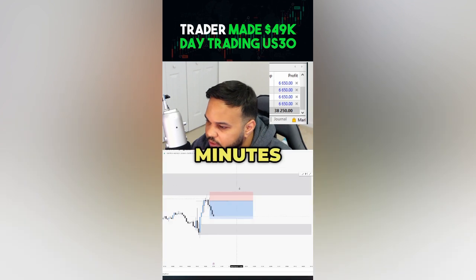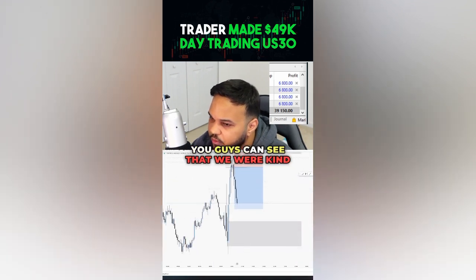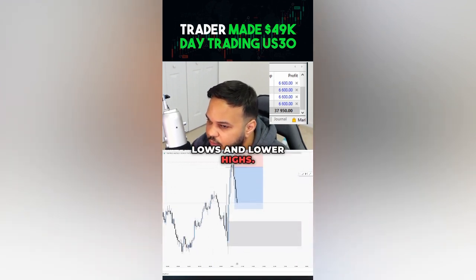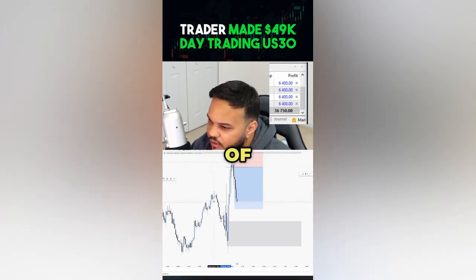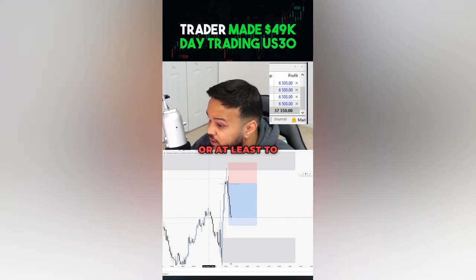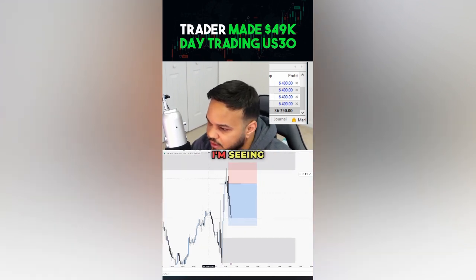So I dropped to the 5 minutes here. And at the opening, you guys can see that we were kind of bearish here, creating lower lows and lower highs. Break here. We have another break here. So we were creating lower lows and lower highs. So this massive push that we have here is just a liquidity grab out of these lower highs here, to continue going down, or at least to continue the sale structure that I'm seeing on the 4 hour.